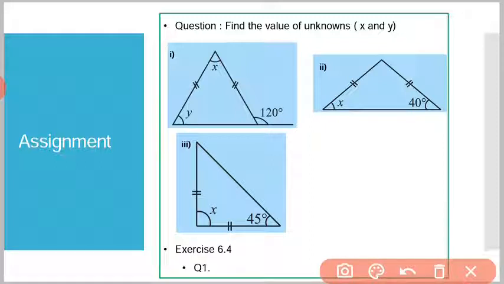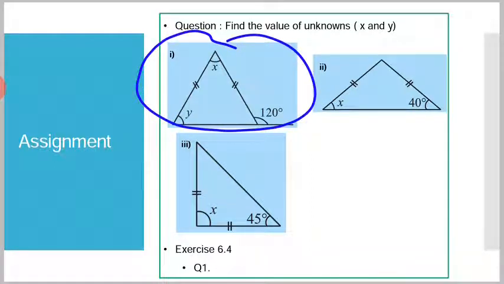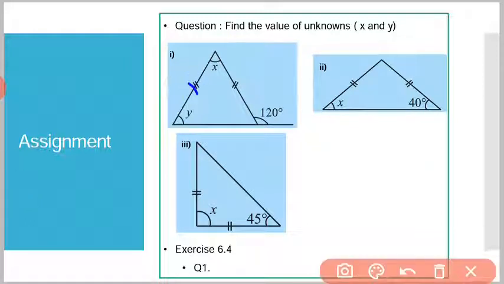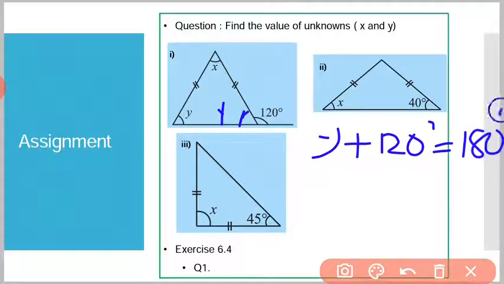Similarly, in this particular question we see that these two sides are equal, therefore if this is y, this will also be equal to y. Why is it equal to y? Because these are base angles, and base angles opposite to equal sides are equal, therefore this is also y. And we see that y and 120 degree make a linear pair. So if it is a linear pair, their sum will be equal to 180 degree.